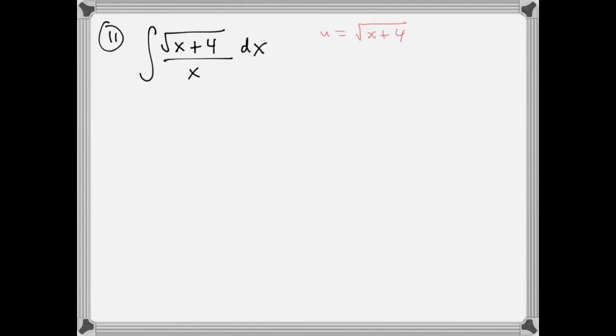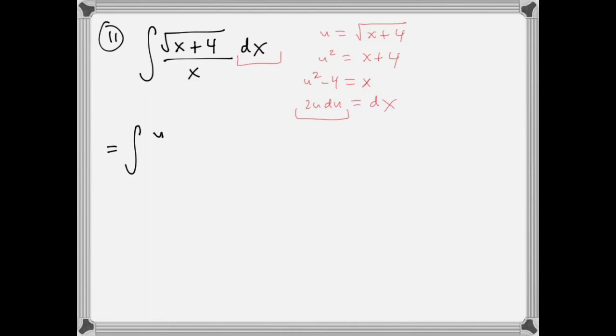I can square both sides first. And then I can actually move the 4 to the other side like this. And now I can take the derivative of both sides. So if I do that, I end up with 2u du is equal to dx. So now I know what to replace my dx with, and I know what to replace my x and my radical with.